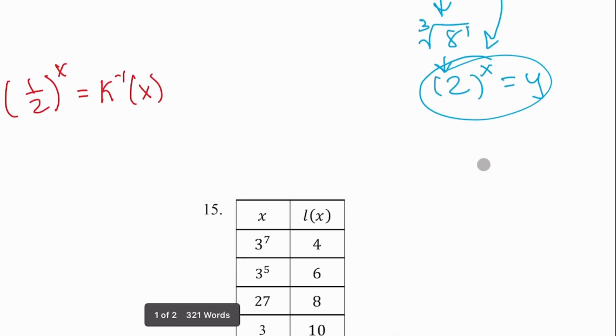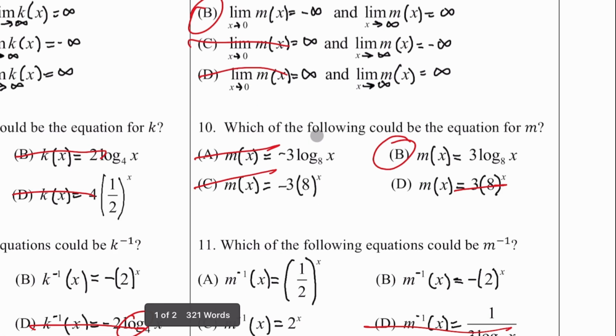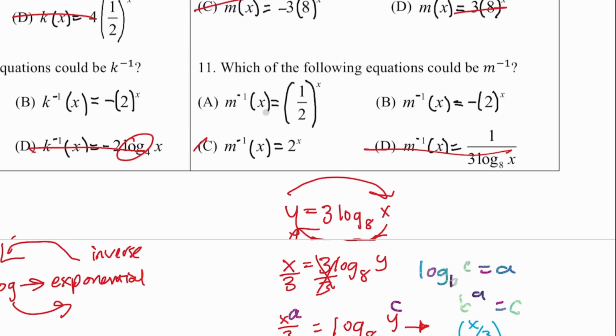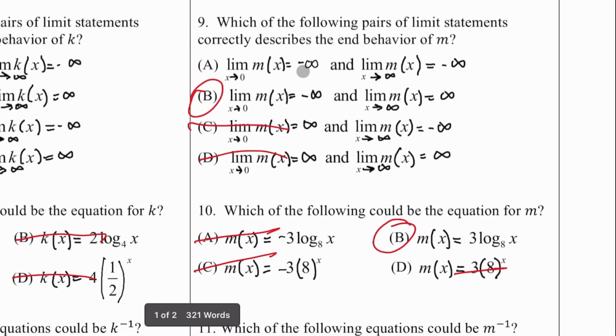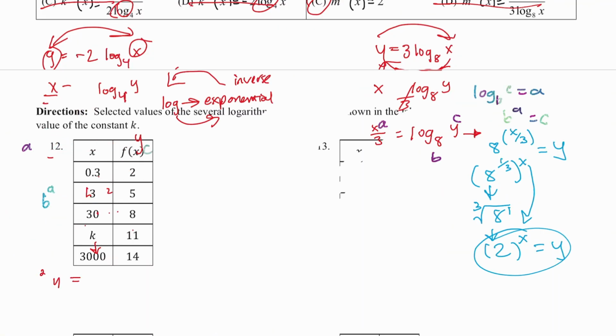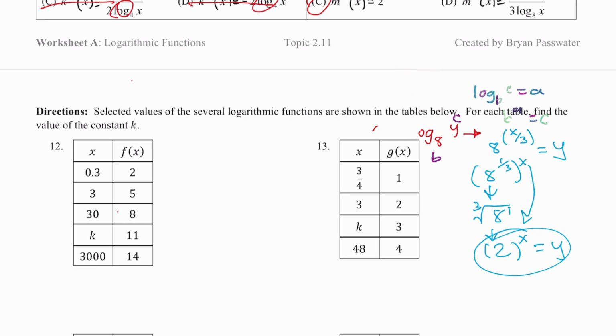So when we look back, we know our inverse equation can't be log, so we can take that out. The rest seem to be exponential, so yes, that's correct. And the one that matches what we got, 2 to the power of x, is C. This one says a negative here. This one is 1 over 2. And those are incorrect. So C is our answer. And that's how you do that. Now I'm erasing all our work, and C and the equations behind it are coming back. So hopefully you got that work, because now it's all gone.